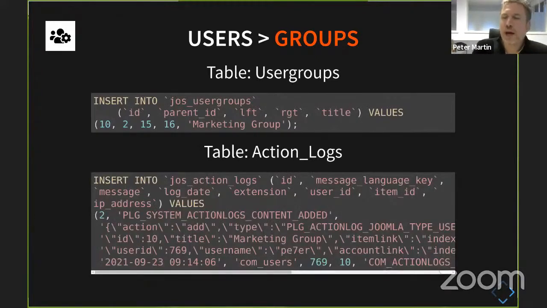Something else, Joomla has an action log since the 3.9 version, which has the privacy suite. And all the actions that you do as a super administrator or as administrator are logged in the action log table. And here you can see that I created a new user group.